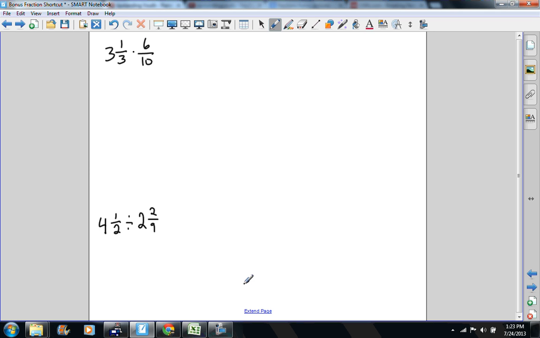With mixed numbers, we just have to turn them into impropers. So this becomes 10 over 3. This becomes 6 over 10. So that becomes 1 and 1. 1 and 2. 2 over 1 is equal to 2.